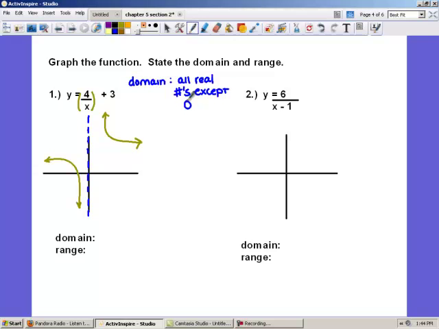Okay, now let's look at the range. Now the range, again, we're going to look at the k, which over here, you see, is 3. And so this asymptote that's through here is at 3. So all real numbers except 3.